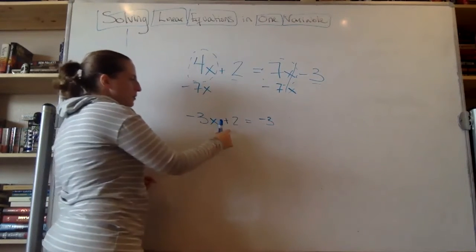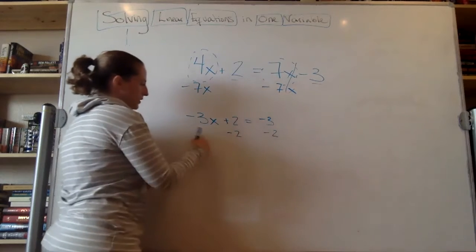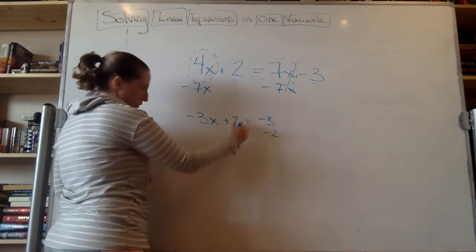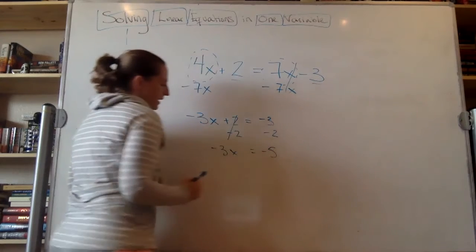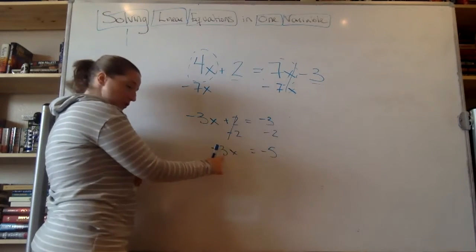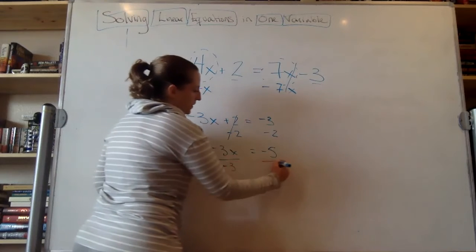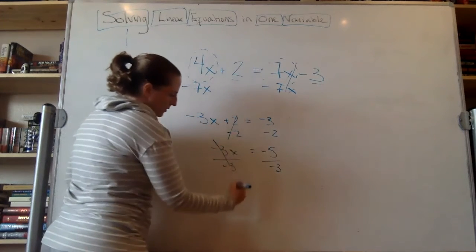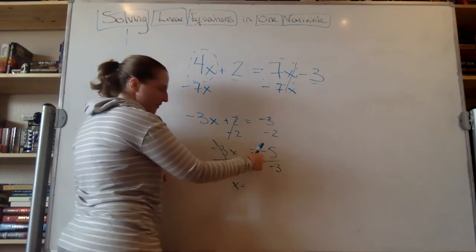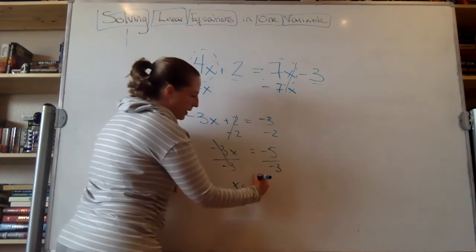Now I'm going to move my 2 to the other side by subtracting 2. So I'll have negative 3x, the 2's cancel, equals negative 3 minus 2, which is negative 5. And last, to undo multiplying by negative 3, since I have negative 3 times x, I'm going to divide both sides by negative 3. The negative 3's cancel, leaving me just with x equals negative 5 over negative 3. I'm going to simplify that a little. Negative over negative is a positive.